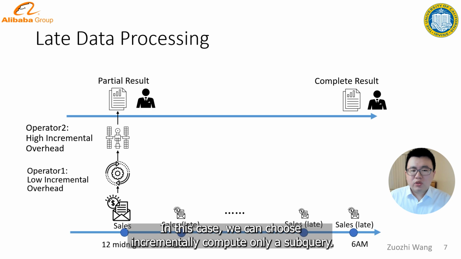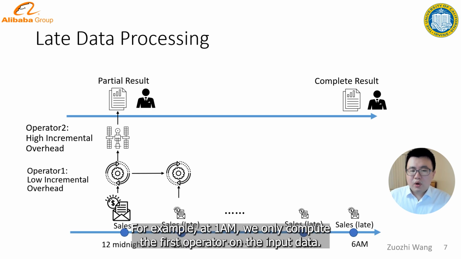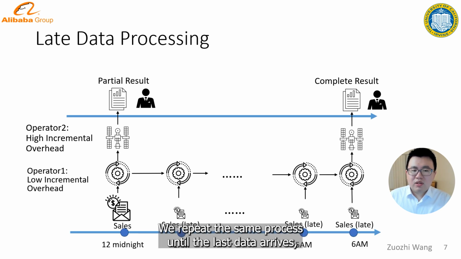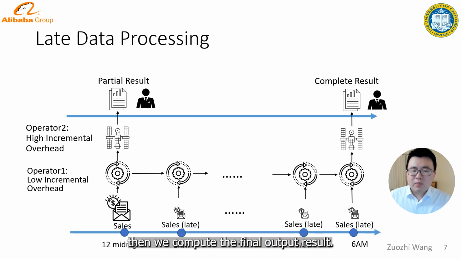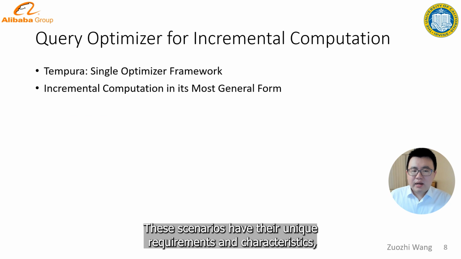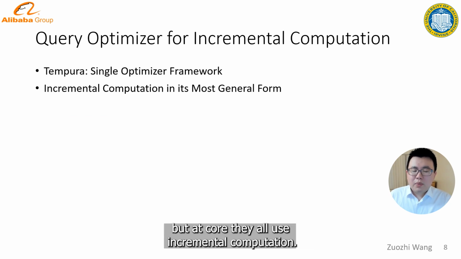In this case, we can choose to incrementally compute only a subquery. For example, at 1 a.m., we only compute the first operator on the input data. We repeat the same process until the last data arrives, then we compute the final output result. These scenarios have their unique requirements and characteristics, but at core, they all use incremental computation.